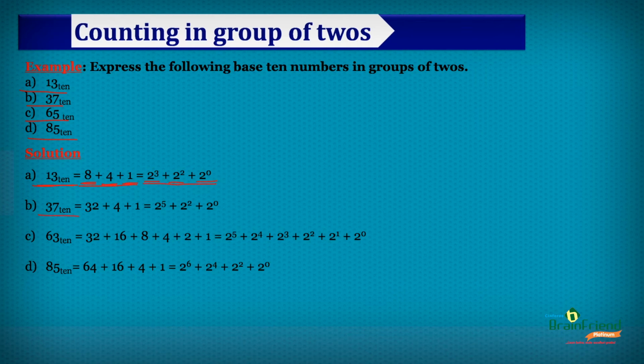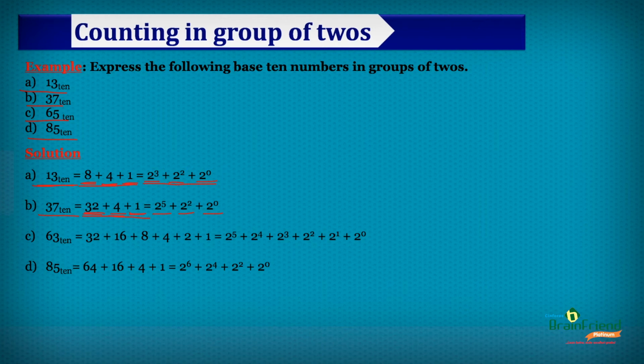Now, 37 base 10 can be expressed as 32, 4, and 1. When we add all of this, it gives us 37. So 32 is the same thing as 2 raised to power 5, and 4 as 2 raised to power 2, and lastly 1 as 2 raised to power 0.